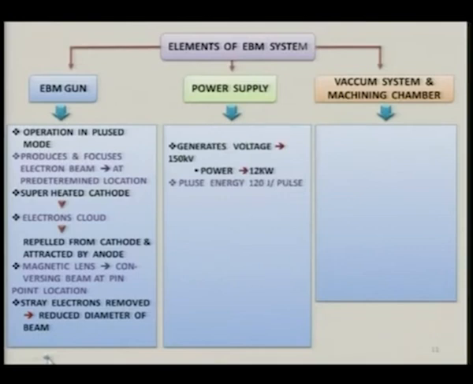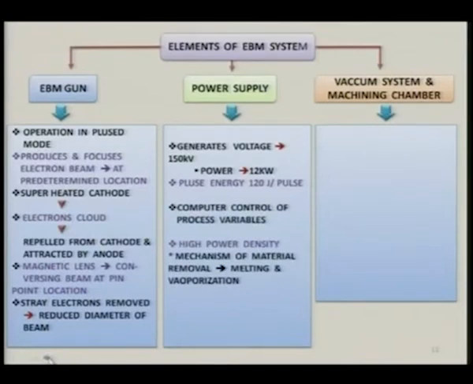As far as power supply is concerned, generators give the voltage; you require a voltage of approximately 150 kilovolt, and the power given to the system is around 12 kilowatt, and pulse energy is around 120 joules per pulse. Please note that these values may be very different depending upon the system you buy and the objective for which you want to purchase this particular system. Invariably all systems have computer control of the process variables. There are various process variables which I will explain in the following slides.